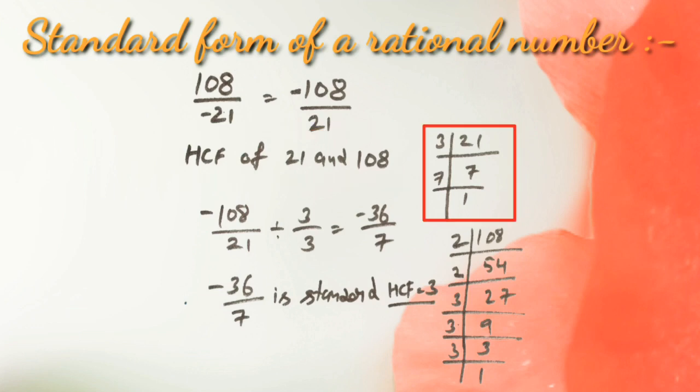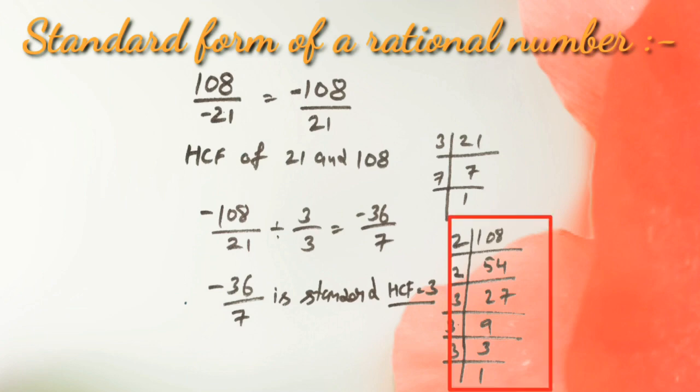Here 21 goes on 3, 7, again 7, it will be 1. Similarly, find the factors of 108. First it goes on 2, 54, again 2, 27, again 3, 9, then again 3, then 3, and 3 goes on 3. It will be 1. Now check the common factor of 21 and 108. The common factor is only 3. So the HCF of both the numbers 21 and 108 is 3.